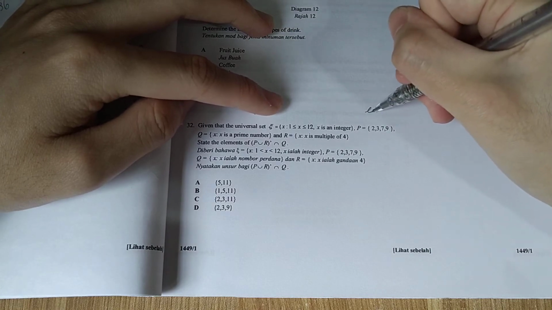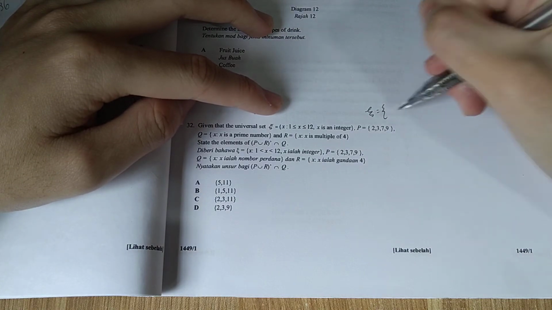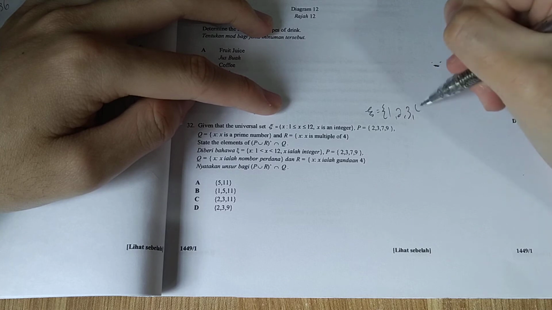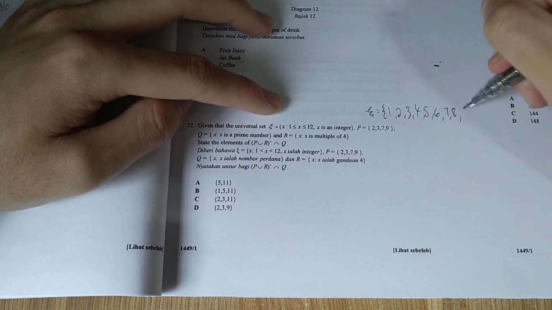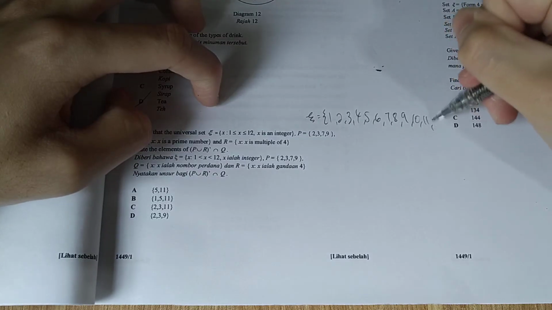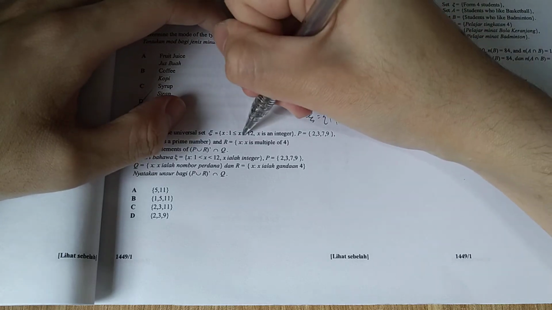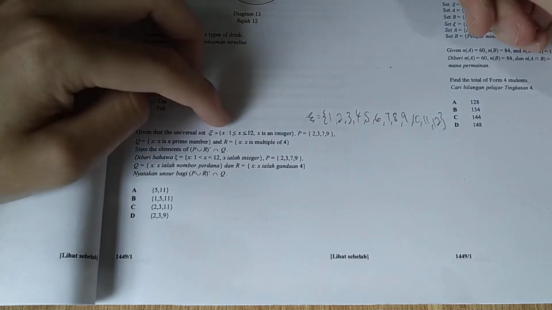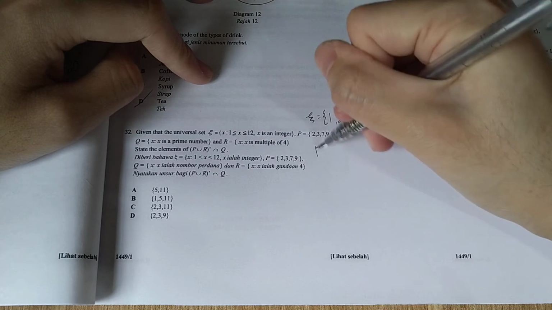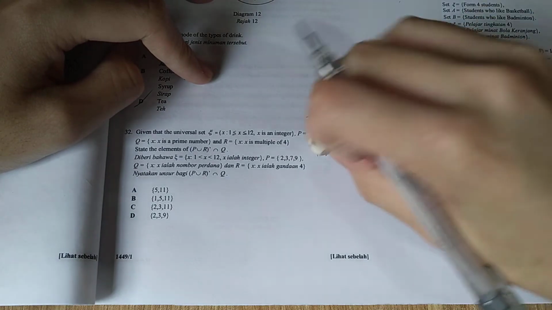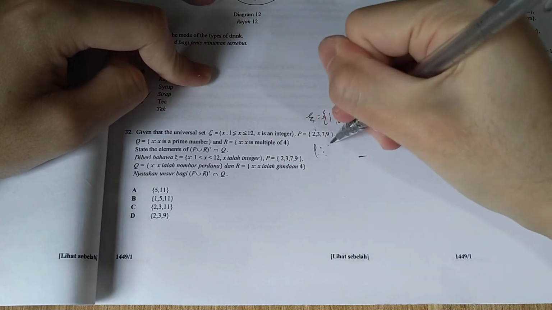So 1 to 12 is 1 and 12 included. Yes. So 1, 2, 3, 4, 5, 6, 7, 8, 9, 10, 11, 12. Okay, why you include the 1 and 12? Can you see the line? There's a line here, right? So, of course, you need to include it. P is 2379. Just write it down. P is 2379. Okay, wrong. P is 2379.